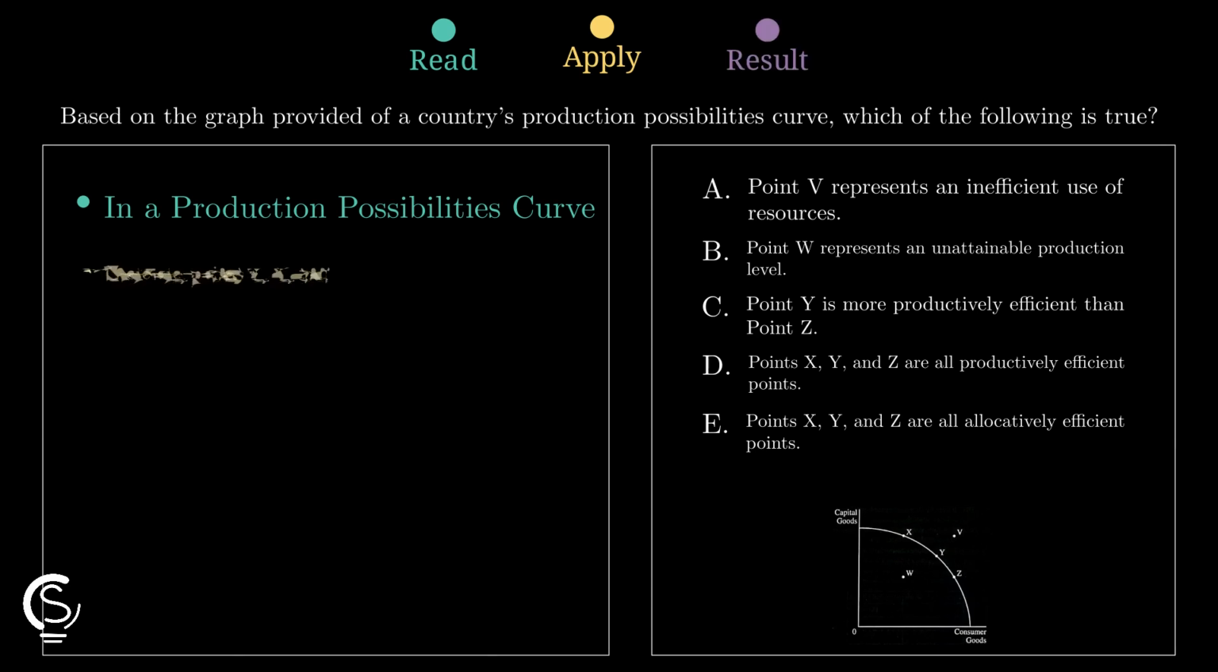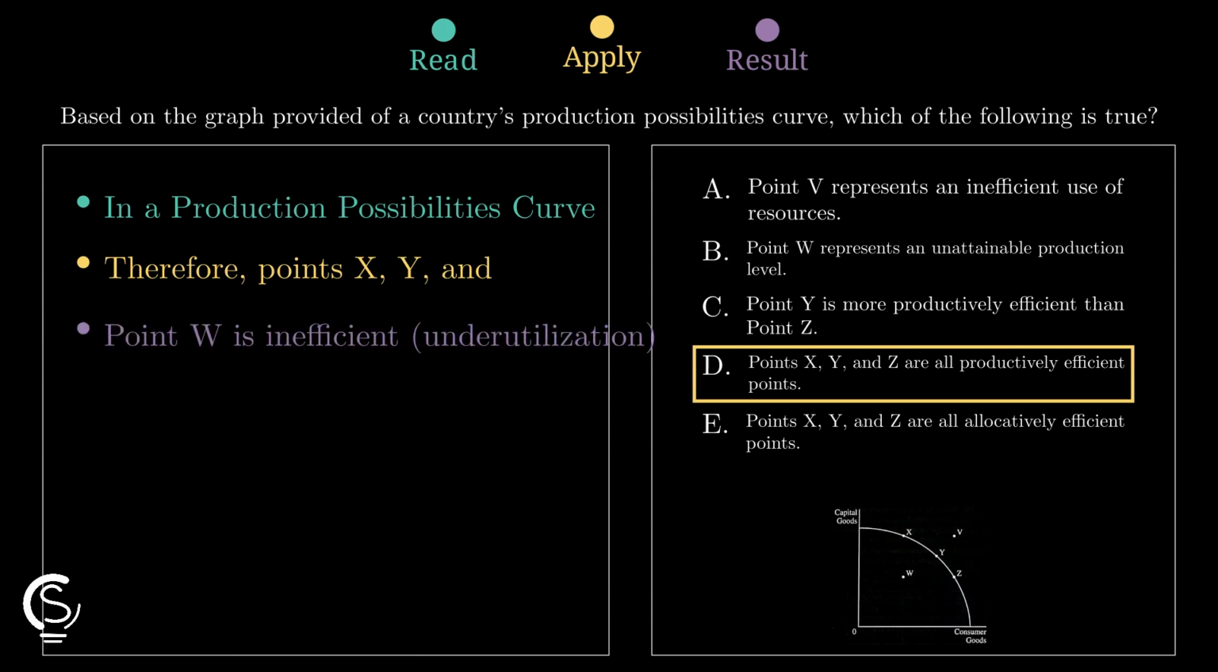Finally, remember that point W is inside the curve, meaning it is inefficient, while point V is outside and currently unattainable for this specific economy.